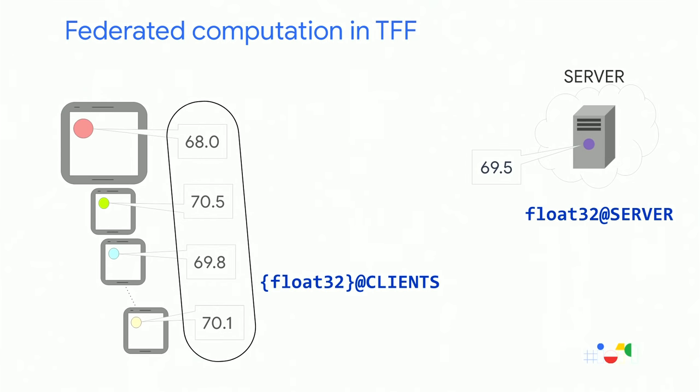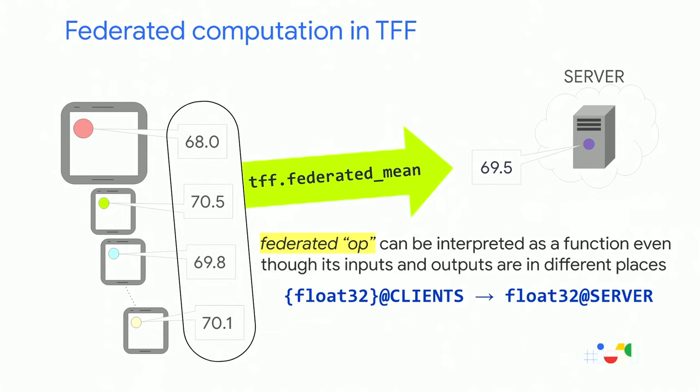The server also has a federated type. And this time, we've dropped the curly braces to indicate that this is one value and not many, which gets us into our next concept, a distributed aggregation protocol that runs between the clients and the server. So in this case, it's the TFF federated mean.